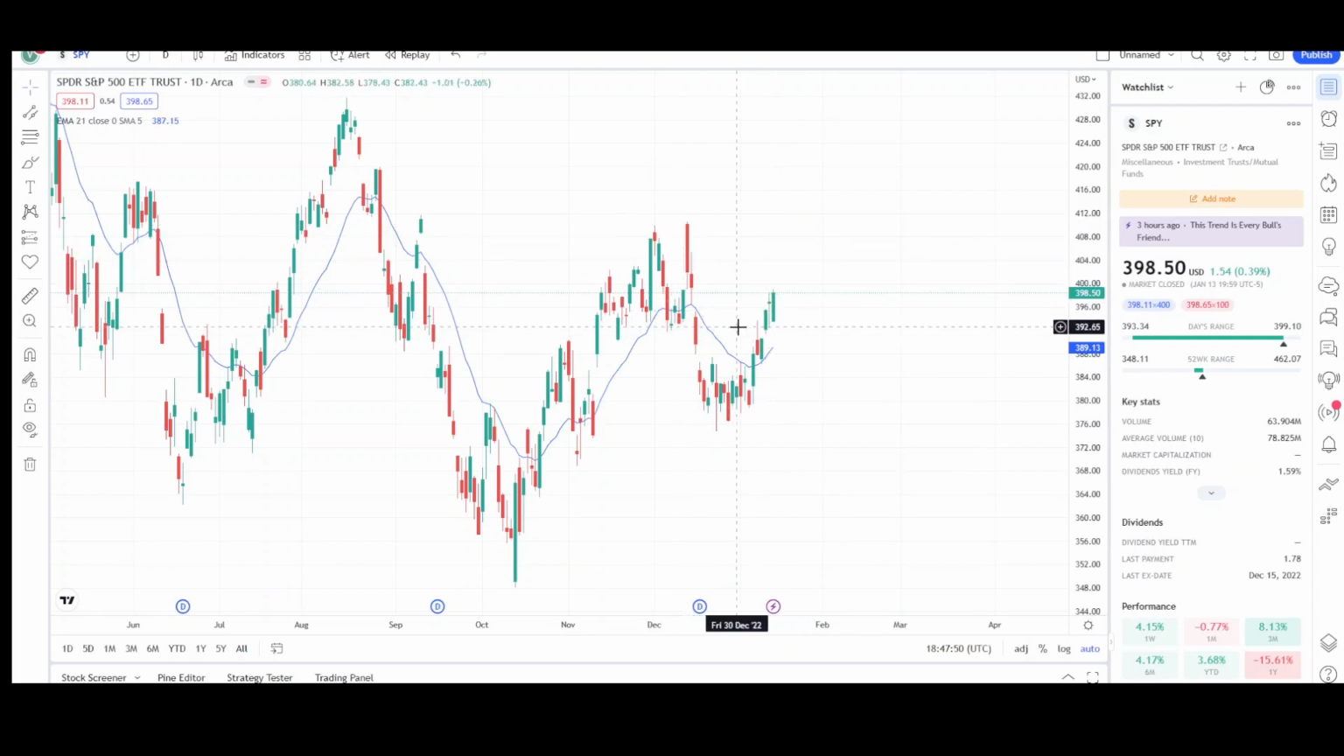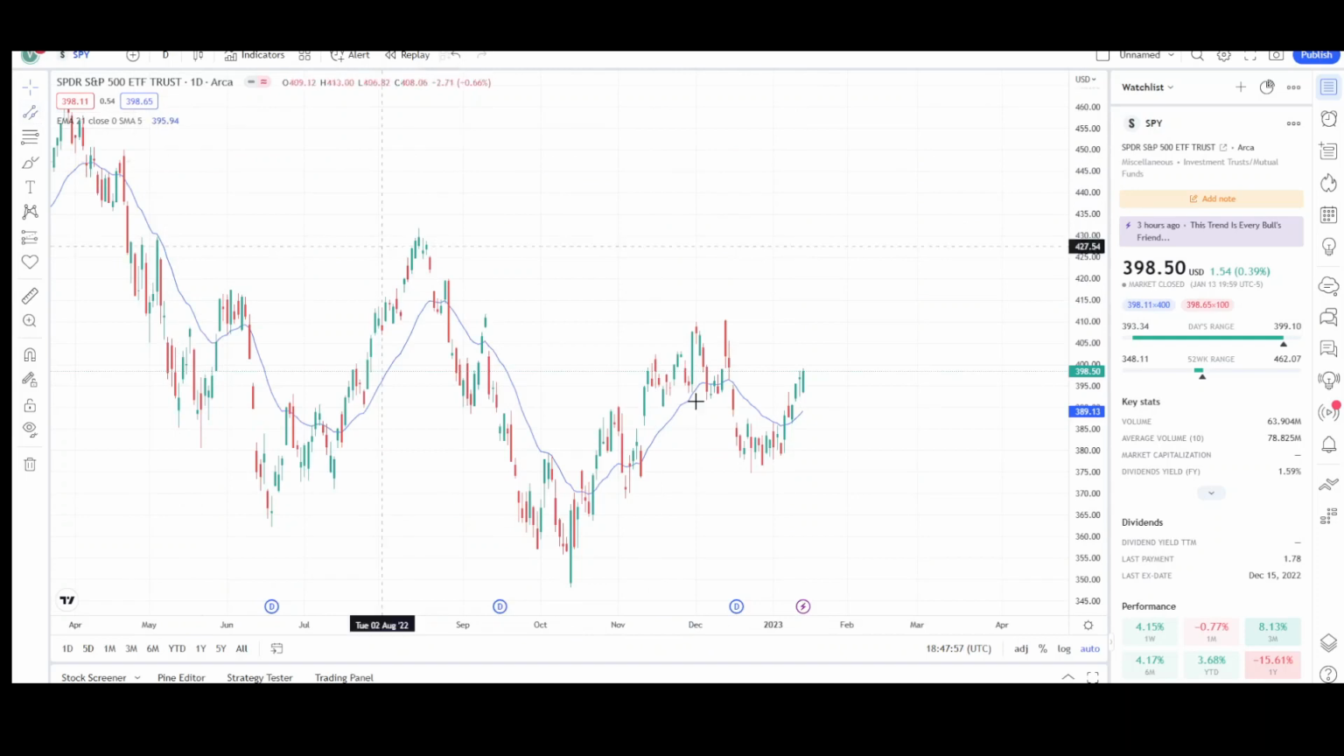I was thinking if we're not going to get rejected here, prices are going to continue higher, and the next logical area it wants to reach is this 410 level. So let's go over the reasons why that occurred.